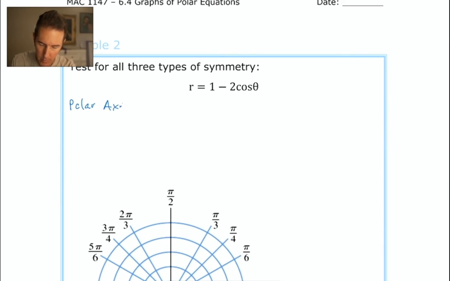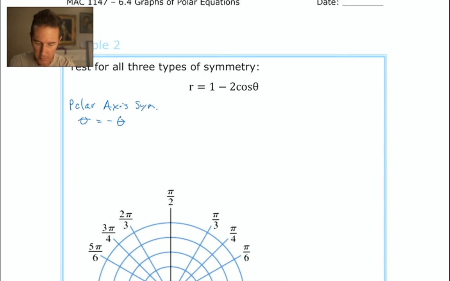Polar axis symmetry. We test by letting theta equal negative theta. I don't like that. I'm not going to put parentheses around them. I'll tell you why in a minute. We're going to let theta equal negative theta. That's an 8. There we go.